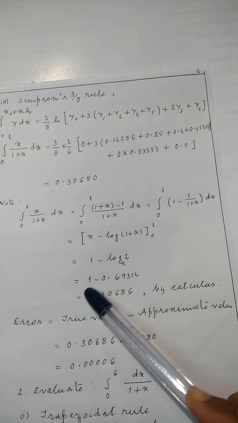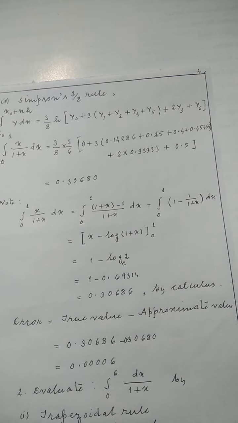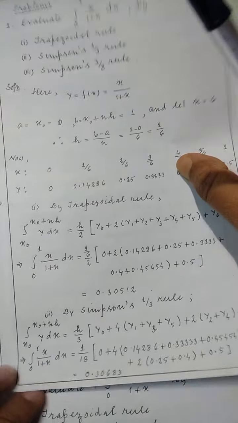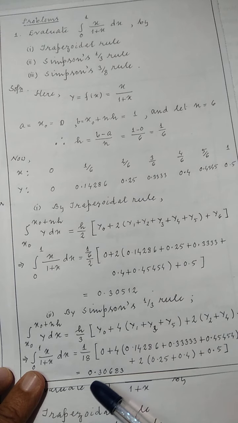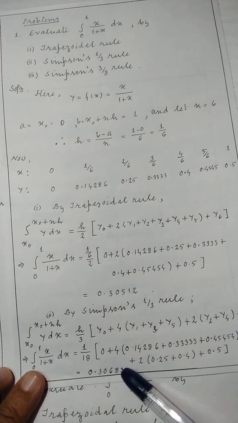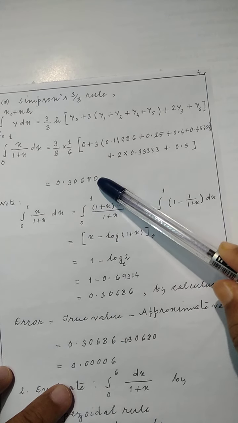So this value we obtained by using calculus. But if you observe the values obtained by the trapezoidal rule, we are getting 0.30512, by Simpson's 1/3 rule 0.30683, and by Simpson's 3/8 rule we are getting 0.30680.